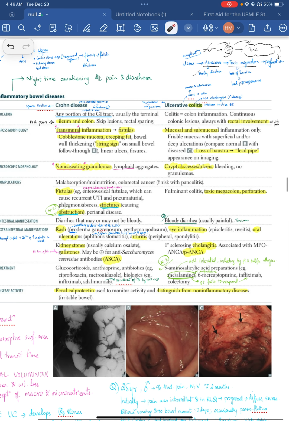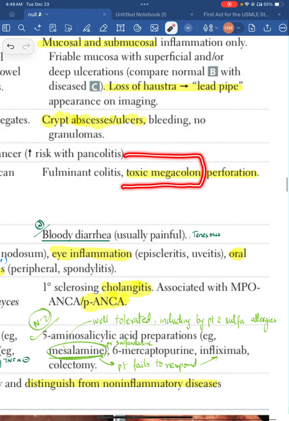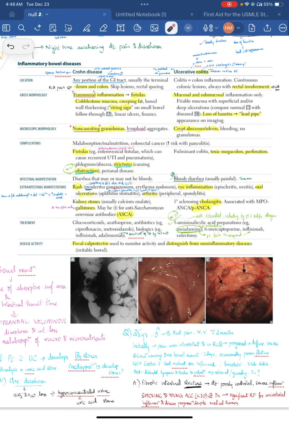Next, coming to complications, we said that there is colon inflammation, fulminant colitis, toxic megacolon. We just discussed toxic megacolon, and it might lead to perforation. You need to remember toxic megacolon. It is a very important complication of ulcerative colitis, and we will discuss in detail about toxic megacolon in large intestinal pathologies. What is the intestinal manifestation of ulcerative colitis? You see bloody diarrhea.